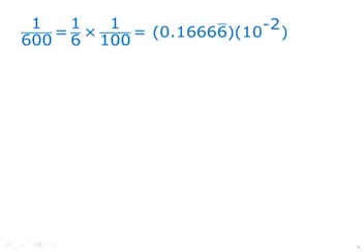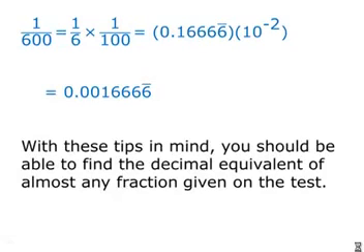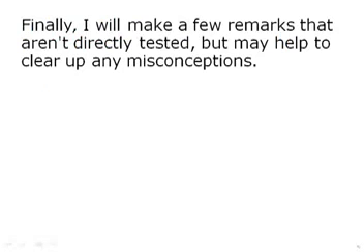1/600th. Well, of course, this is 1/6 times 1/100th. The 1/6 I know as a decimal, and 1/100th is 10 to the negative 2. That means slide the decimal place two places to the left. And so this is 0.001666 repeating. That is the decimal form of 1 over 600. With these tips in mind, you should be able to find the decimal equivalent of almost any fraction given on the test.